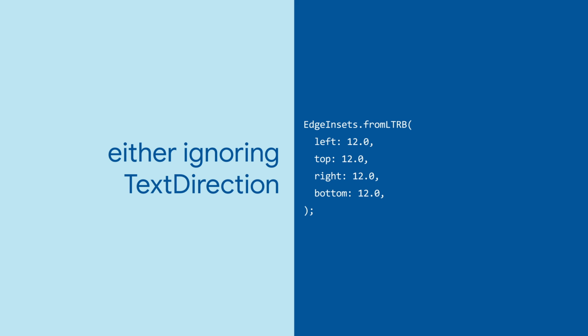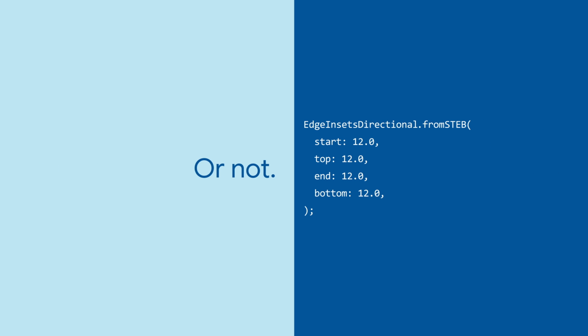EdgeInsets specifies the space along the cardinal directions, left, top, right, and bottom, and ignores the current text direction of the app. EdgeInsetsDirectional, on the other hand, gives us space in terms of the start and end.